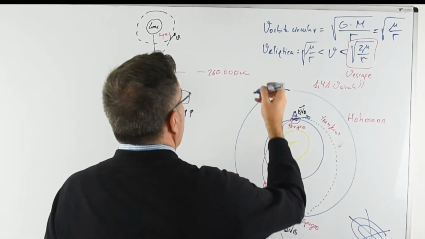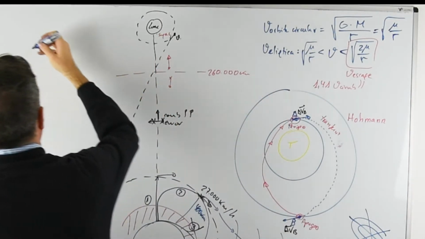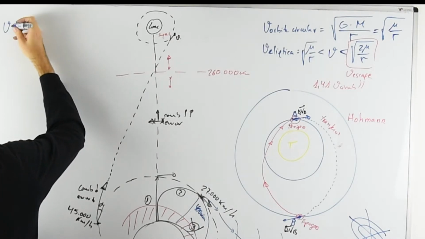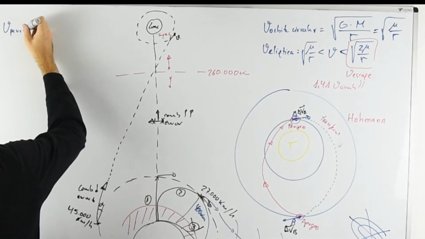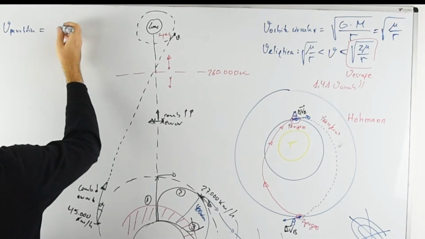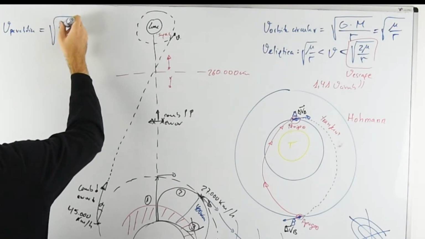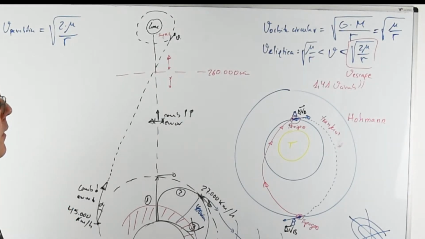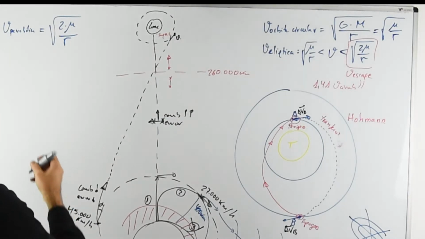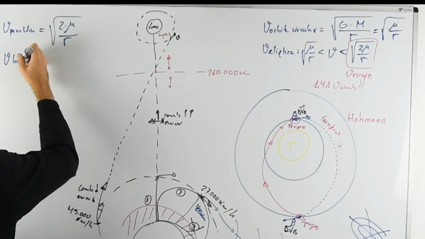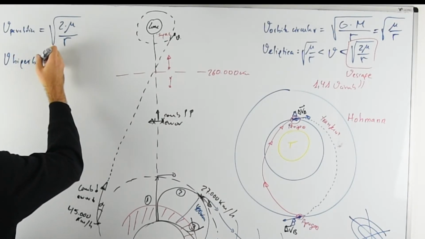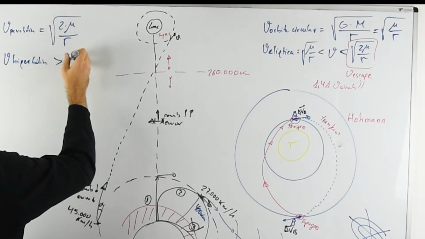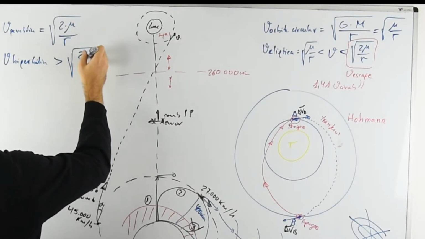And if we are at the same speed as the escape speed, that means that we are in a parabolic orbit. And just to complete all the options, if we are at a higher speed than this escape speed, we are in a hyperbolic orbit.